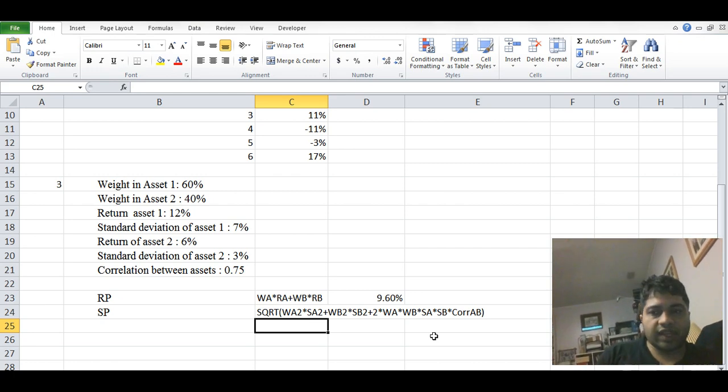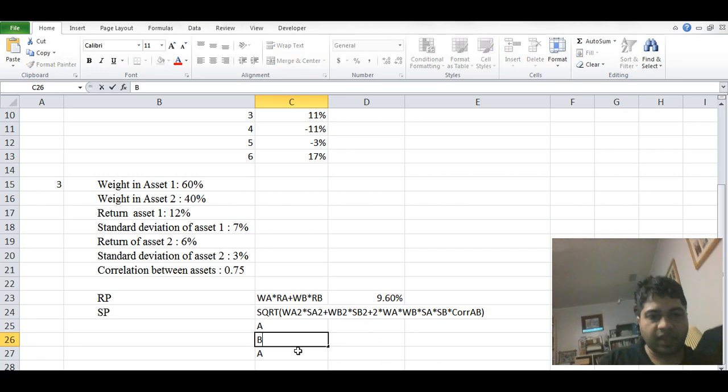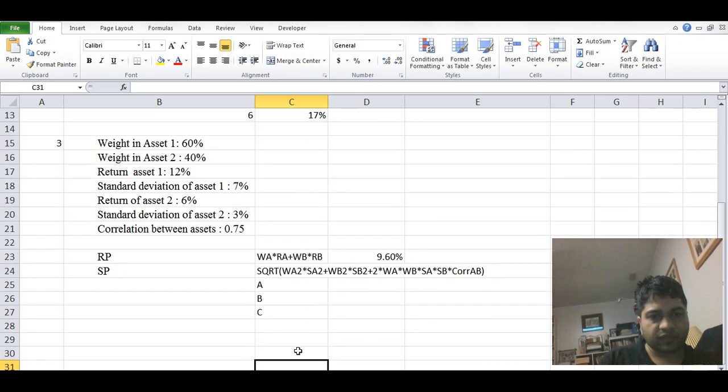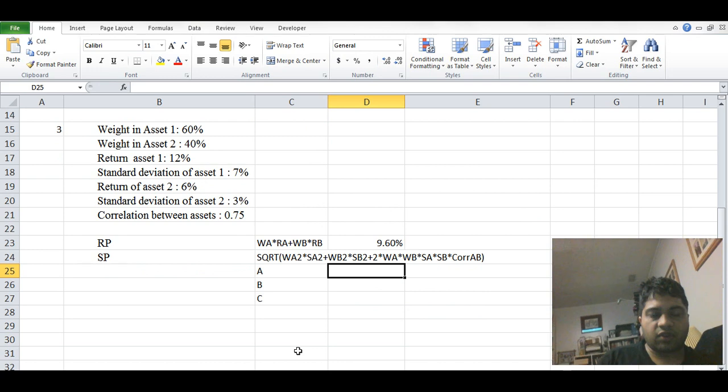So what we can do in the exam is try to solve this formula not in one go, but in parts. Part A will be weight of asset A square into standard deviation A square. Part B will be weight of asset B whole square into standard deviation B whole square, and part C will be this entire bracket. So addition is the differentiator, we'll do it in parts: part A, B and then C. Let's solve for part A first.